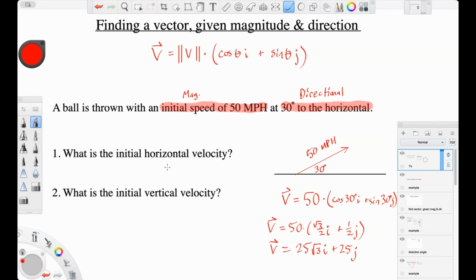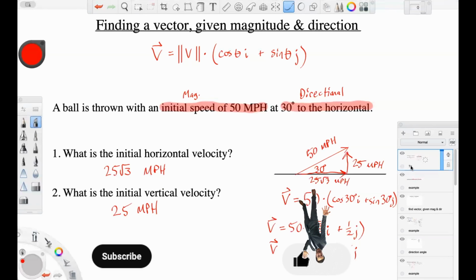And so then we can say the initial horizontal velocity is 25√3 miles per hour. And if we need an approximation, we can plug that into a calculator. And then the exact initial vertical velocity is 25 miles per hour. So if a ball is thrown at 50 miles per hour at a 30-degree angle to the horizontal, the initial vertical velocity, so just the part that's pushing it up, is 25 miles per hour. And the initial horizontal velocity, so the part that's pushing it toward the side over here, is 25 root 3 miles per hour. And that's how we solve that one.